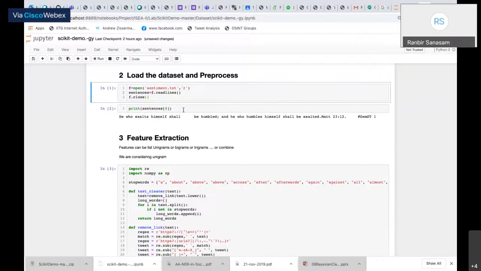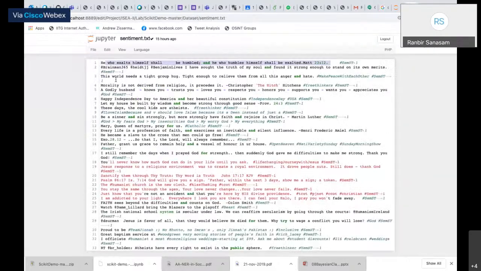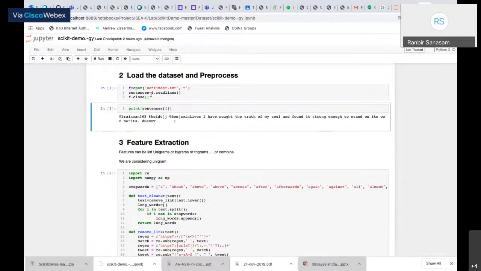When I run this, you can see that when I give 0, this is the first tweet. When I give 1, this is the second tweet. You can easily see this is the second tweet. It means I am able to read this file. So now this sentences variable has all the sentences read from this corpus.